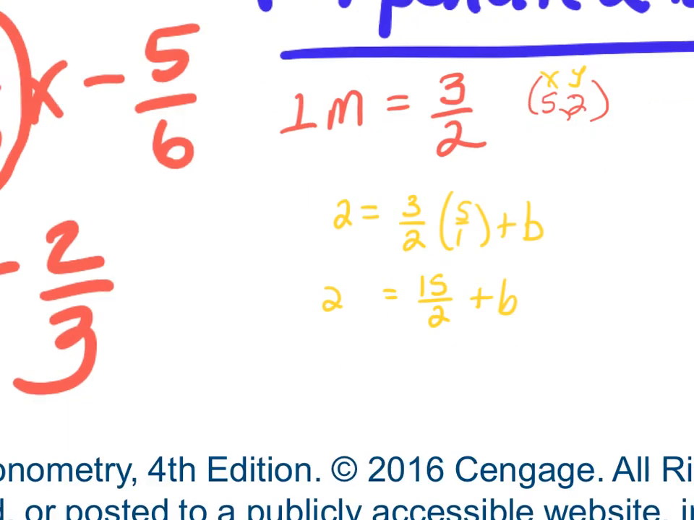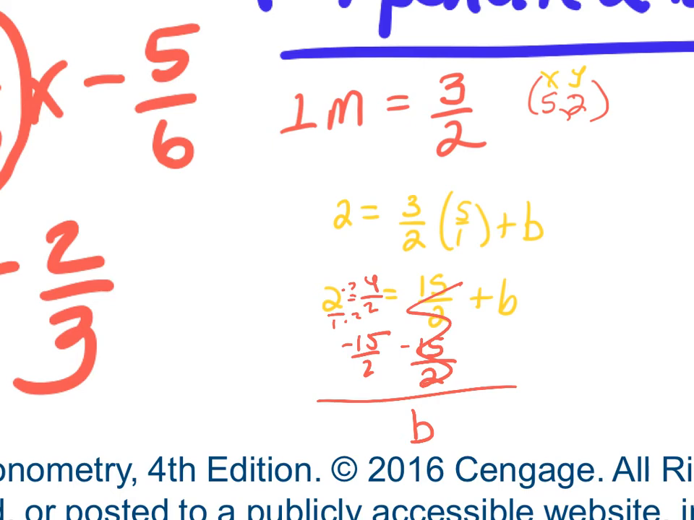How do I get positive 15 over 2 to the other side? Subtract it. Good. Minus 15 over 2. Got to get a common denominator, which would be 2. So 1 times 2 is 2. 2 times 2 is 4. What's 4 minus 15? Thank you. So negative 11 over 2.